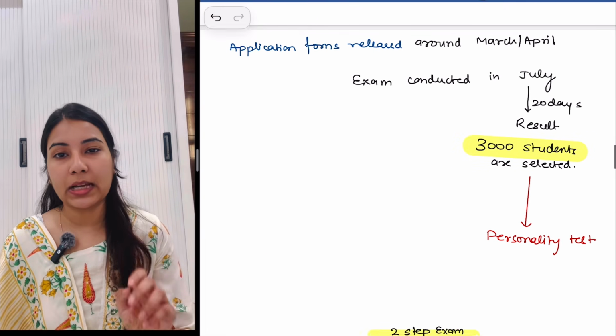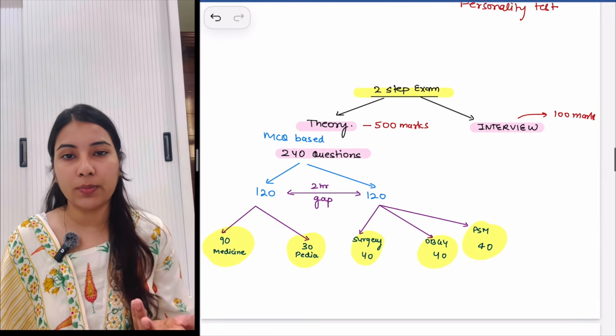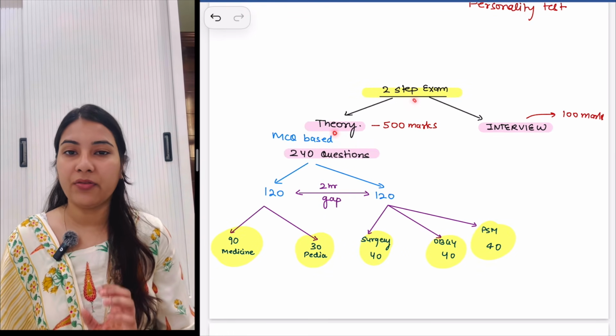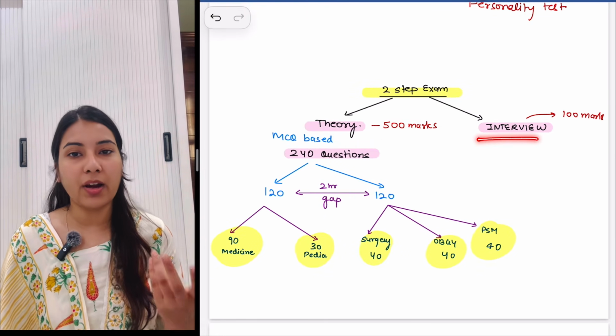This is a two-step exam. The first, the theory exam, and then you have your personality test. The theory exam is of 500 marks and the personality test is of 100 marks.